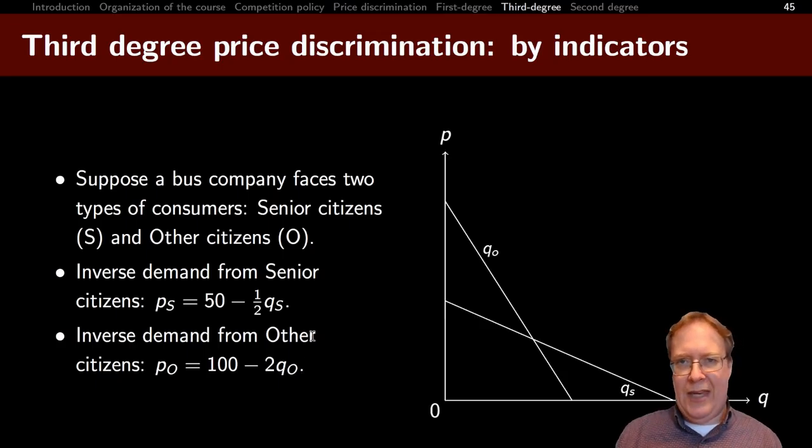So if we plot that, then those demand functions look like this. As you can see, the other citizens' demand is a bit steeper. Senior citizens have a flatter demand function.